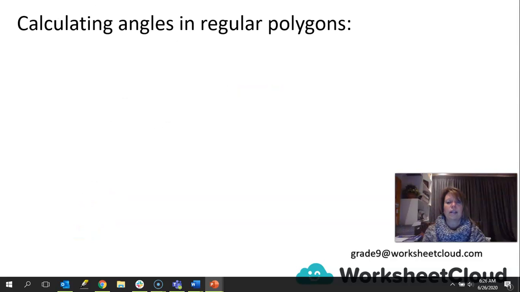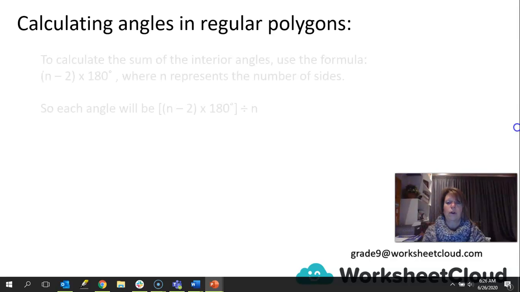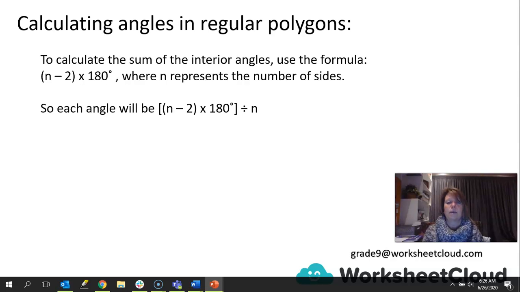Okay, calculating angles in regular polygons. As I said, we will go over this again, as we looked at it earlier. To calculate the sum of interior angles, we use the formula n minus 2 times 180, where n represents the number of sides. So that's why I said to you earlier, we will look at what n is, and n is the number of sides in your polygon. So the number of sides minus 2 times 180 degrees gives us the sum of the interior angles.